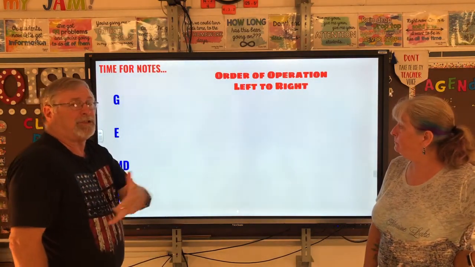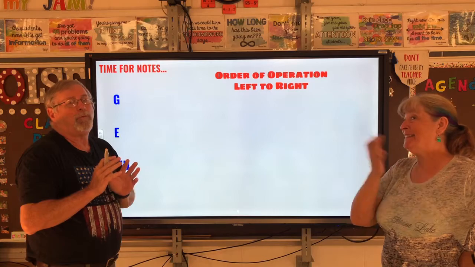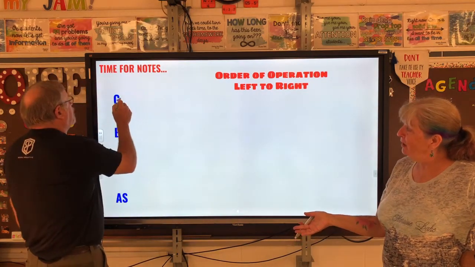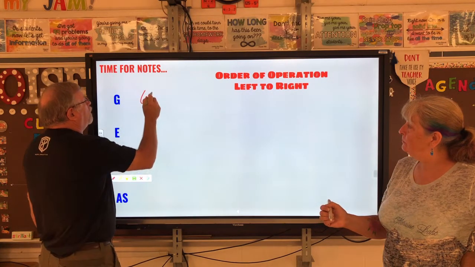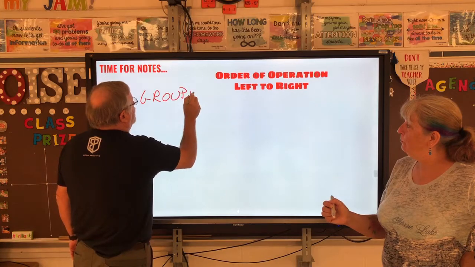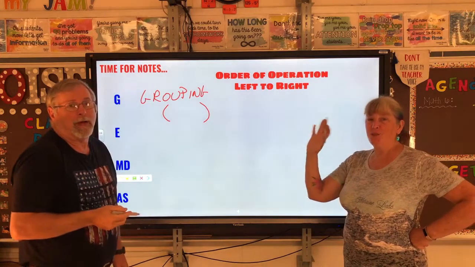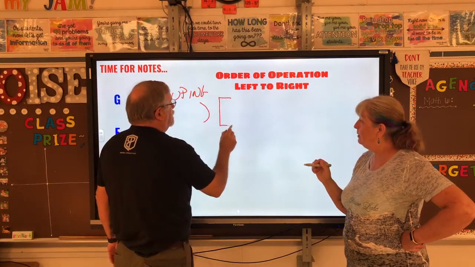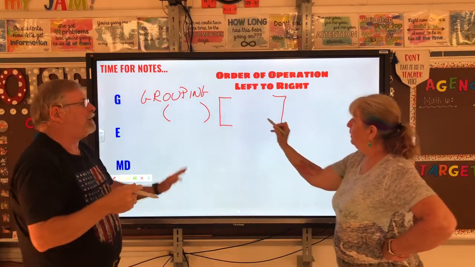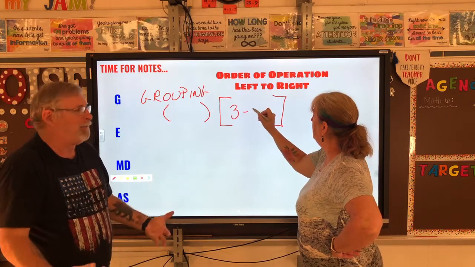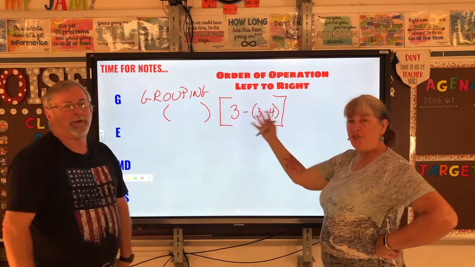Keep going. So this is GEMDAS. We use the G because now that you're in pre-algebra, we don't use just parentheses. G stands for grouping, so we use different grouping symbols. Parentheses are a grouping symbol you've always seen. Now we also use brackets. Parentheses are usually used for a single operation, and brackets go around multiple operations, where you have several things inside.